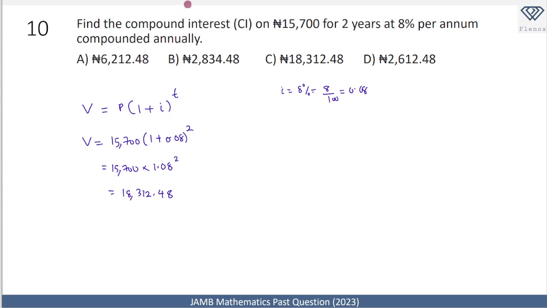The question is asking us for the interest. So the interest that would have accrued, the compound interest, will be equal to what? The current value minus the amount I invested as my principal. So the compound interest will be the current value of my investment, which is 18,312.48, minus my initial investment, which is 15,700, and that is equal to 2612.48 naira. So after investing my money compounded for 2 years, this is the amount of compound interest that I would have accrued, and that makes option D the correct option.